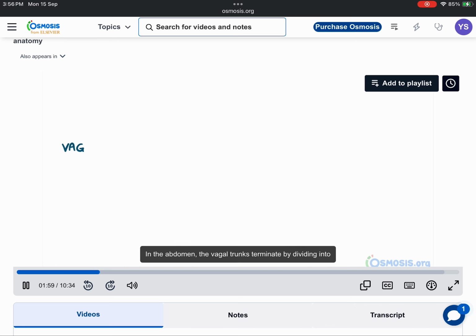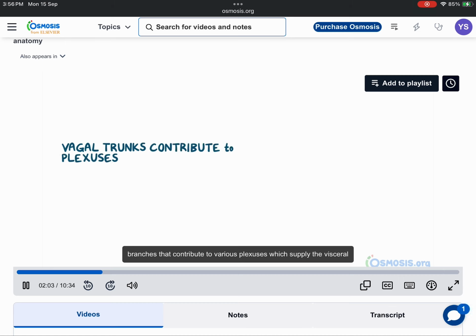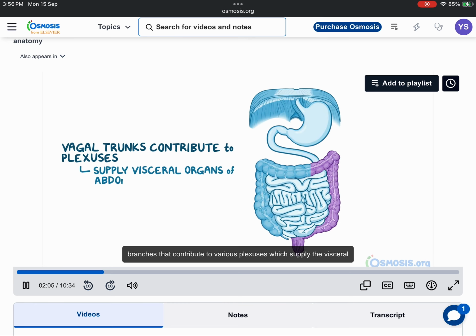In the abdomen, the vagal trunks terminate by dividing into branches that contribute to various plexuses which supply the visceral organs of the abdomen up to approximately the last third of the transverse colon.